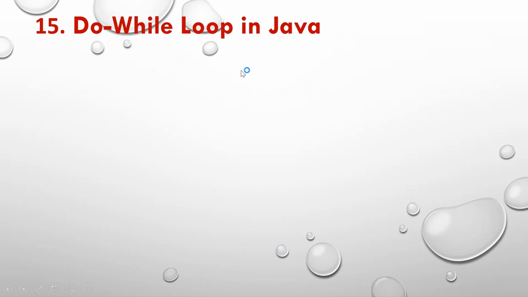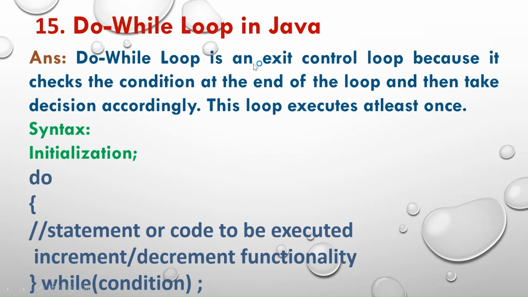Do while loop. The do while loop is an exit control loop because it checks the condition at the end of the loop and then takes a decision accordingly. This loop executes at least once because, as you can see, the initialization is done, then it directly enters into the do block because there is no condition. It has to compulsorily enter the do, execute the statements, then go for increment. Before the increment or decrement, the while condition gets executed. If the condition is true, then the increment or decrement applies. But at least once this do while gets executed.